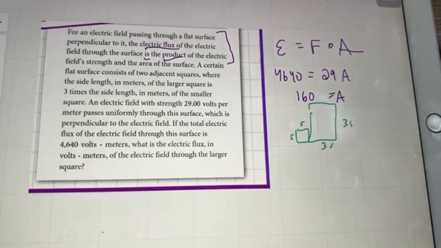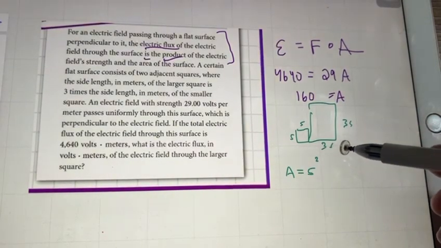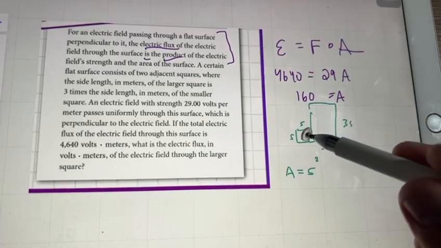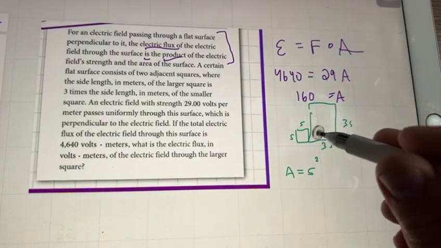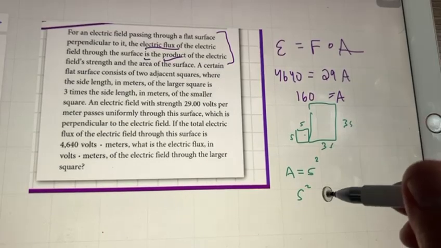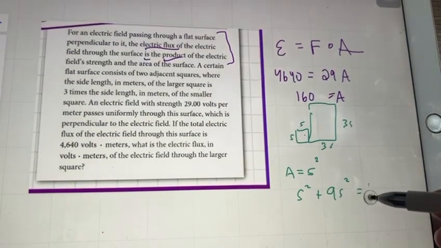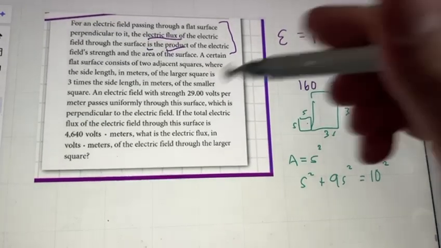Well, we know the area formula of a square is side squared. So this one's going to be S times S, which is S squared. This one's going to be 3S times 3S, or 9S squared. I'm going to add them together. S squared plus 9S squared is equal to 10S squared. I'm pretty close, guys. Let's do one more step.